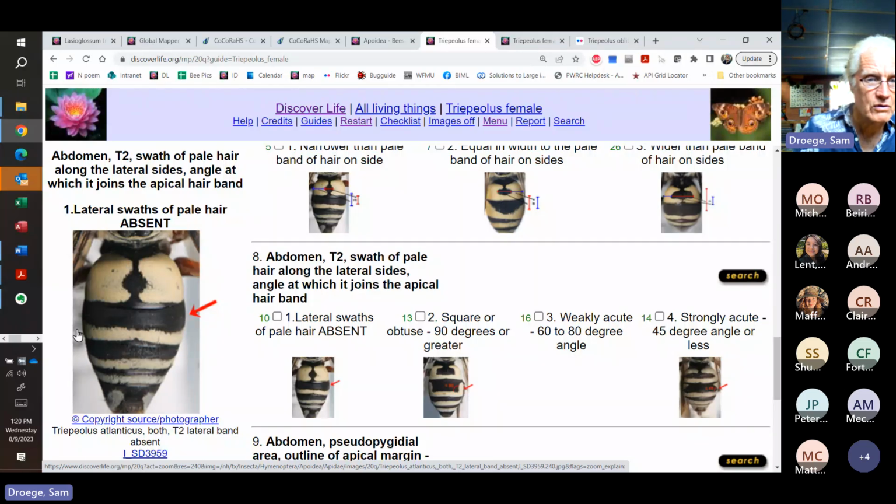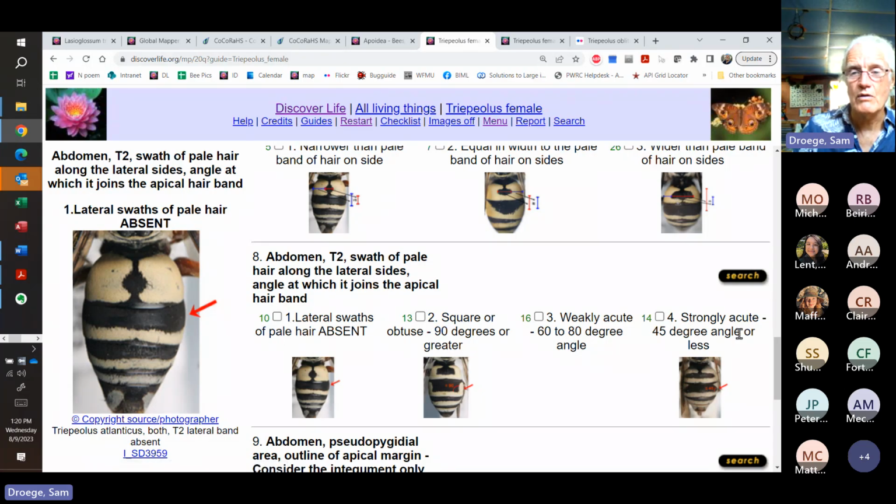This is an apical band of white hairs with a slight rim of no hair at the end. So we're just talking about these white hairs. And then if you look on the sides, this might kick up a little bit, but not significantly high. So it basically is just a band, and there are no lateral sides. So it says lateral swaths of pale hair absent. Okay, and there's about 10 of them that could be scored that way.